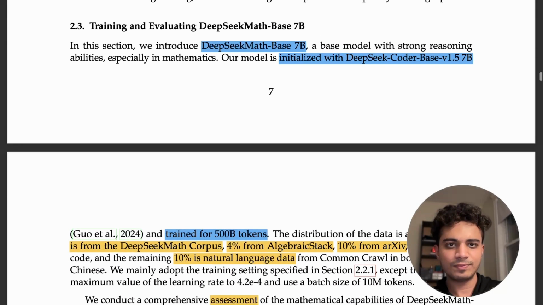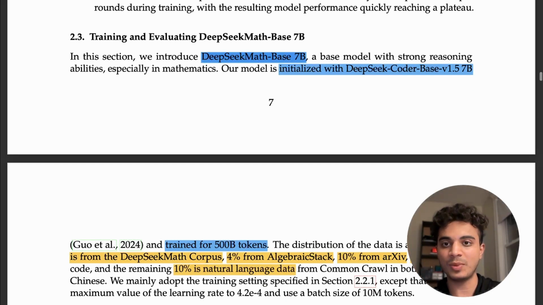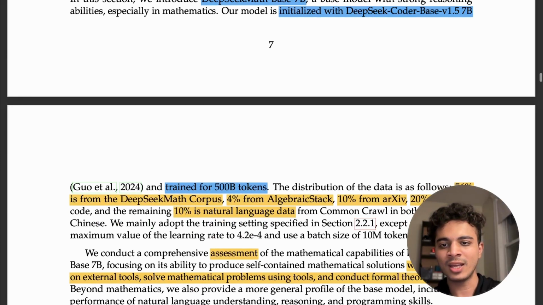Evaluation. Okay, so what they introduce is DeepSeekMath Base 7B, a 7 billion parameter base model with strong reasoning capabilities, and especially it's good in mathematics. So that's what they want to tell you about. And the model is initialized from DeepSeek-Coder-Base v1.5, 7 billion parameters again, and trained for 500 billion tokens.